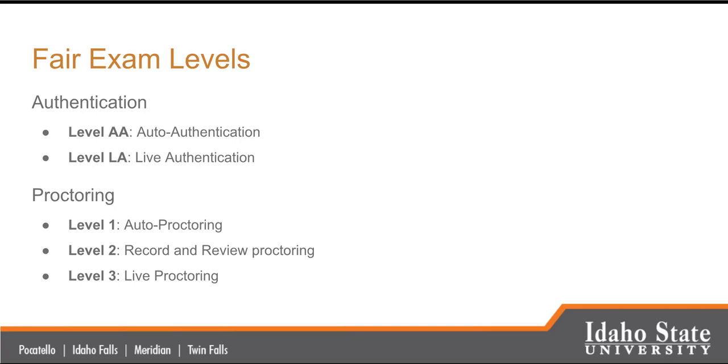When you set up and edit your exam, you can choose to have Level 1 for auto proctoring, which includes the auto authentication, Level 2, which is record and review proctoring, which includes live authentication, and Level 3, live proctoring, which also includes live authentication. You can also choose to have just live authentication, meaning that the student would authenticate with a live person, and then take their test by themselves with no one watching or recording their attempt.